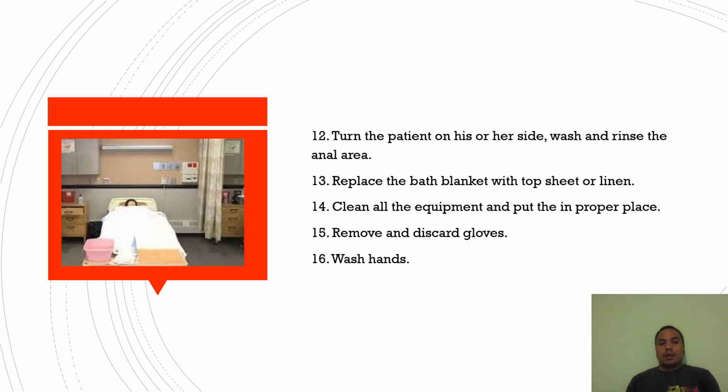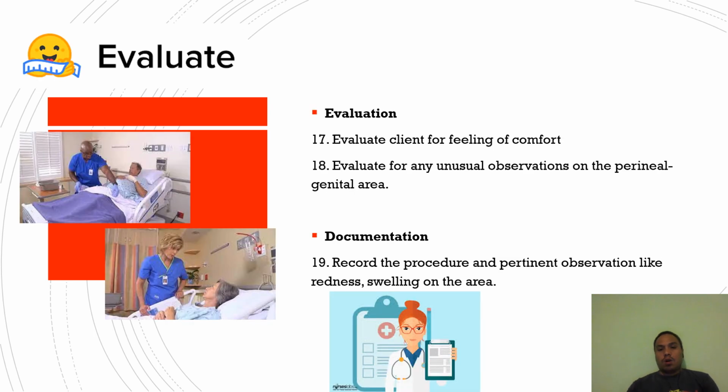And after that, replace the bath blanket with a top sheet or linen, to keep our patients warm. And then clean all the equipment and put it in the proper place. In cleaning all the equipment, that is to be ready for the next use. And then remove and discard the gloves that were already used to prevent contact with secretions, and wash our hands to prevent transfer of microorganisms.